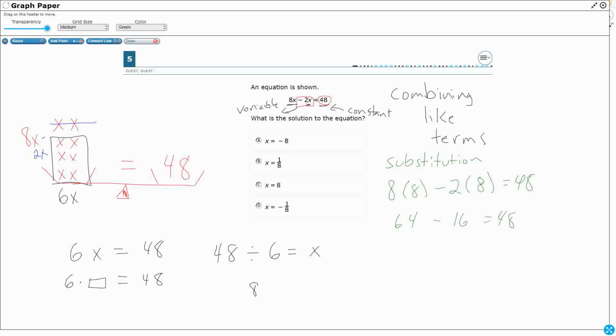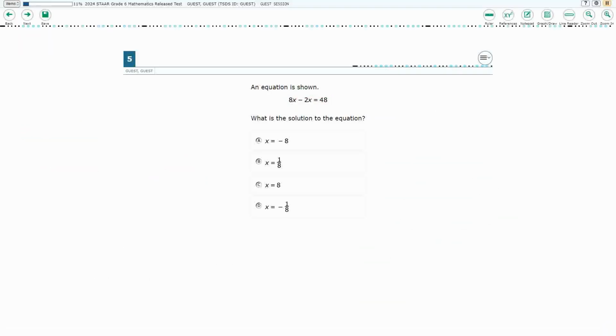64 minus 16. I'm going to need to do that vertically just to verify. So regroup there. That's going to be 14 minus 6 is 8, and 5 minus 1 is 4. Hey, look at that. We get 48 equals 48. So we combined our like terms of 8x minus 2x, and it became pretty simple. Our answer here is C.